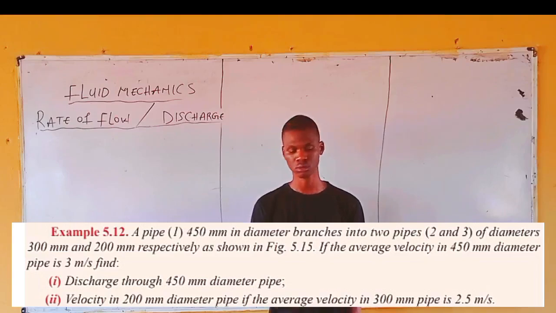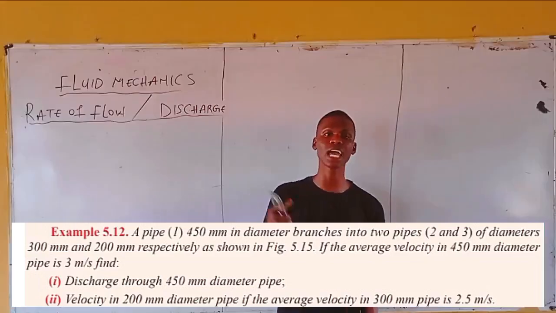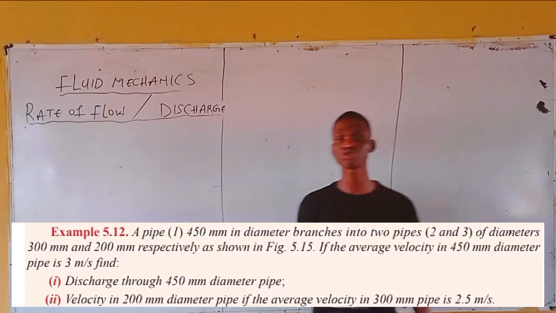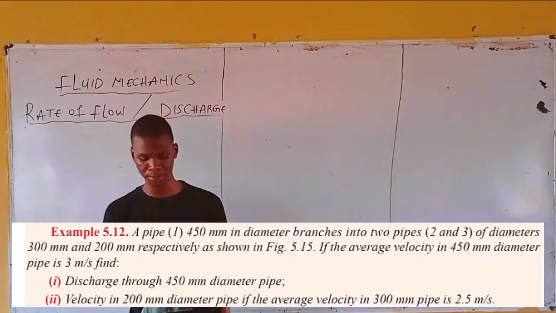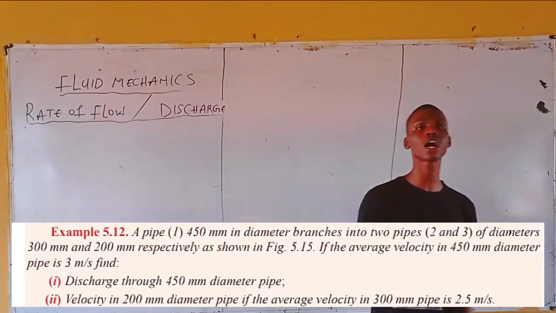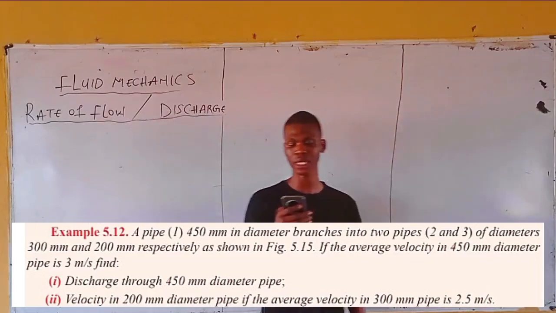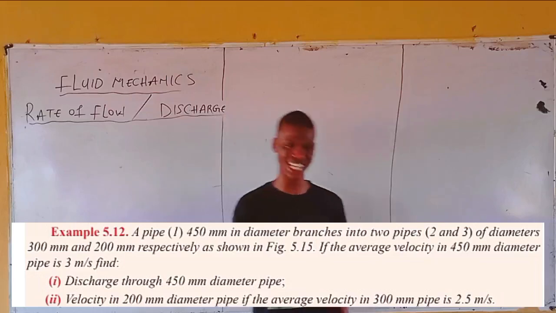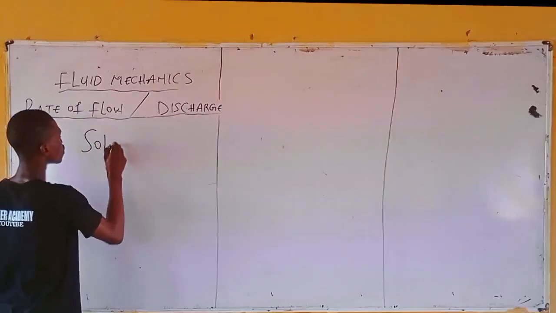Roman figure 2. The velocity in the 200 mm diameter pipe, if the average velocity in the 300 mm diameter pipe is 2.5 meters per second. Solution.